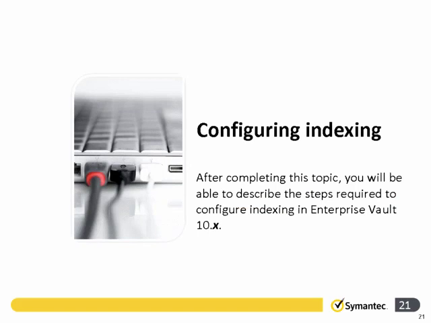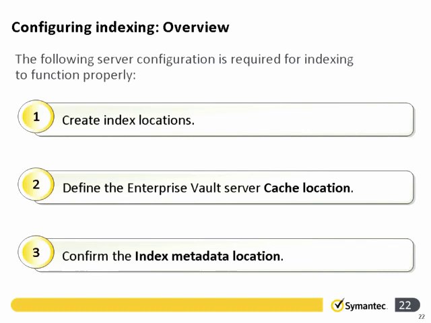And again, those examples were just to try to give us an idea of when you might need to take that crossover from having ungrouped servers to using index server groups. So if I do need to have the indexing, or I understand the indexing architecture, I need to go through and configure the indexing. So the overview for configuring the indexing is to create our index locations, define that Enterprise Vault server cache again, and confirm the index metadata location.